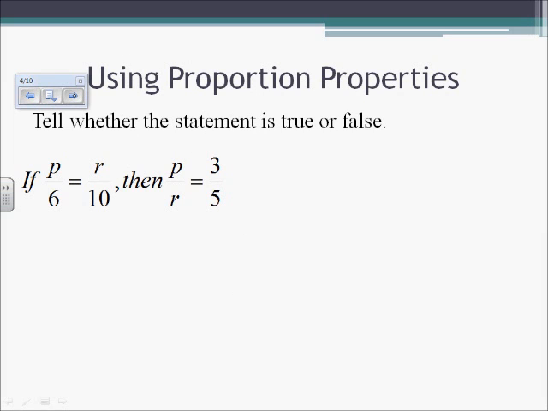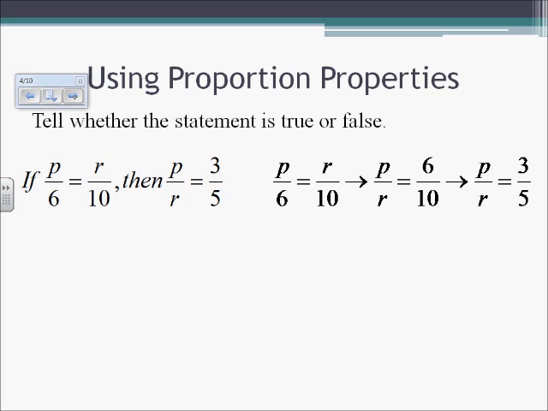Next type of problem. Tell whether the statement is true or false. Using those proportions from the first slide, we can see whether we have a true or false statement. If p over 6 is equal to r over 10, then p over r is equal to 6 over 10, or 3 over 5. Applying the first statement, p over 6 equal to r over 10 implies p over r is equal to 6 over 10. Simplifying, 6 over 10 is 3 over 5. So it is a true statement.